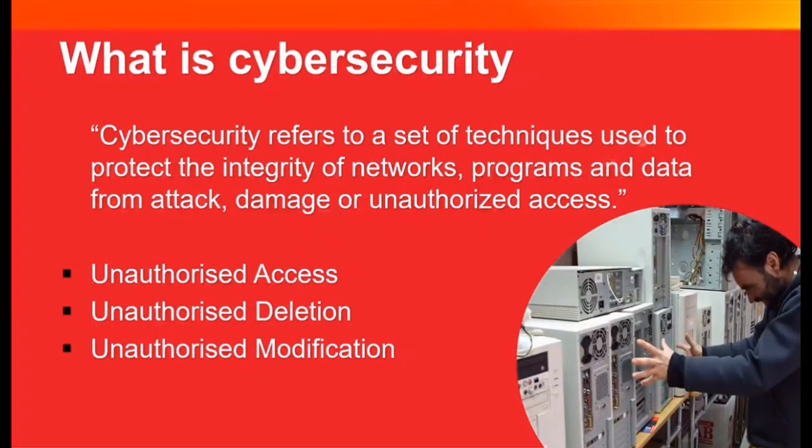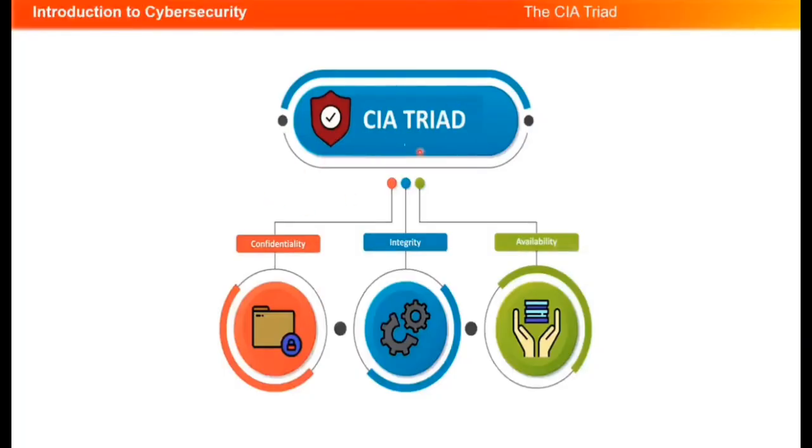Cybersecurity refers to a set of techniques used to protect the integrity of networks, programs, and data from attack, damage, or unauthorized use, unauthorized access, unauthorized deletion, or updating of files without the permission of the user or the enterprise. The CIA Triad, for hardening up and protecting our computing assets and software assets, is confidentiality, integrity, and availability. Quite often, cyber attacks target one or all of these, or a mixture of these. So making what's confidential public, damaging the integrity of our systems, or hurting their availability.